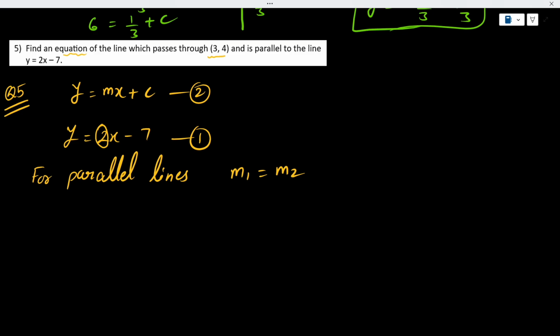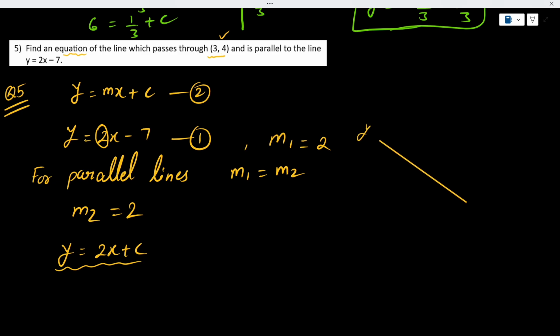You know that both the gradients have to be equal. So m1 equals m2. So from equation 1, I know here m1 is 2. So m2, the gradient of the second line, is also going to be 2. So we can write here 2x plus c. This is your equation 2. Now this passes through 3 comma 4, right? Because this is the equation of a line which passes through this point and is parallel to the line.